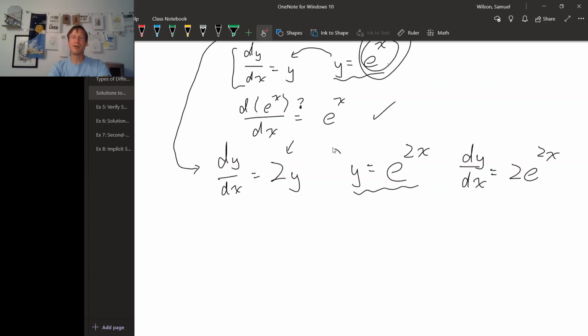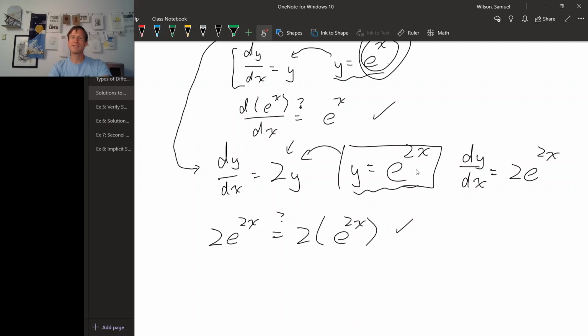And now we can plug all this into the differential equation and see if it's true. So dy dx is 2e to the 2x. And we are checking, is that equal to 2 times y? And y is e to the 2x. Yeah, those are the same. So y equals e to the 2x really is a solution to our differential equation. Also, it's continuous. Remember, solutions have to be continuous.